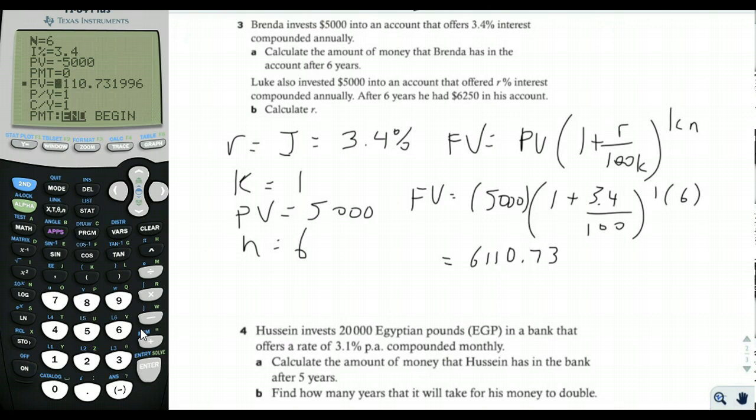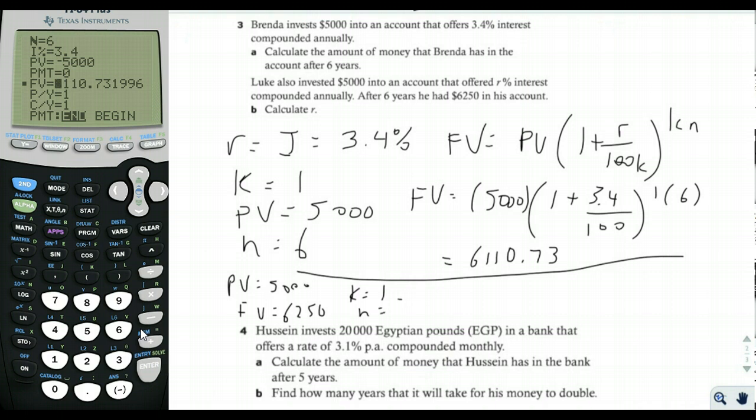Okay. Luke also invested $5,000 into an account that offered R% interest compounded annually. After 6 years, he had $6250 in his account. So Luke had an account where he also did 5,000, and the future value in this case we know is 6250, and it was also compounded annually. So they want to know what's R.